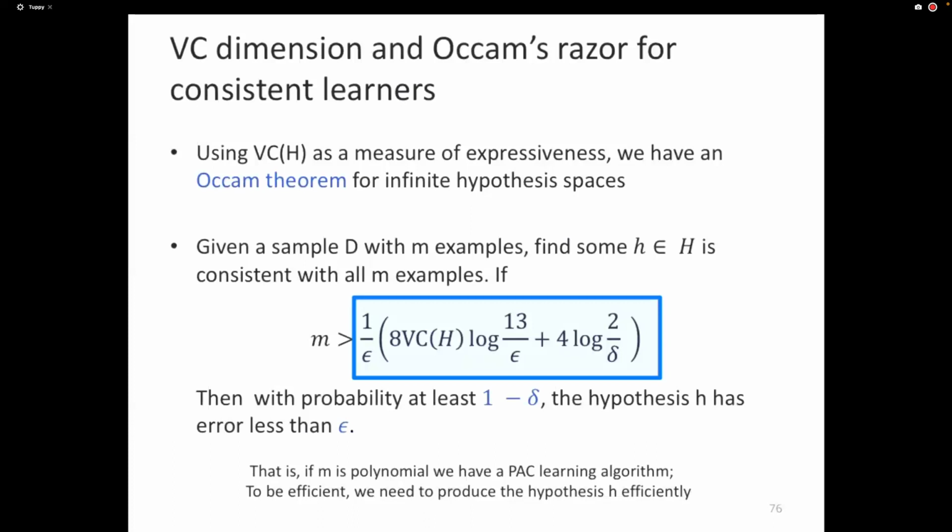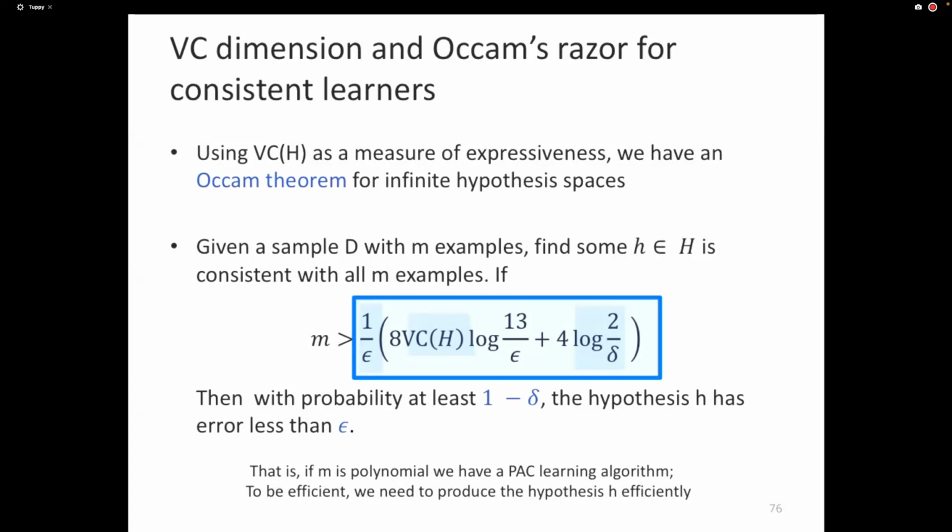Ignore all the constants and stuff. Let's only worry about a few: is this a PAC guarantee? For it to be a PAC guarantee, we need it to be polynomial in 1 over epsilon, which it is. We need it to be polynomial in 1 over delta, which it is. And if this quantity is a polynomial in the dimensionality, then this expression is PAC. So if the VC dimension is a polynomial in the dimensionality, then we have a PAC learner.